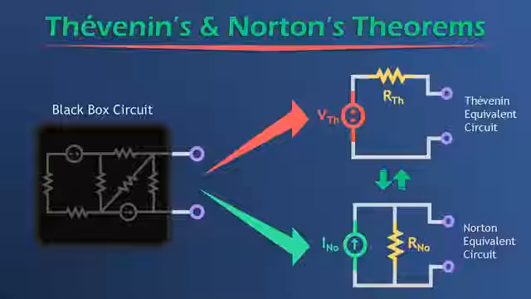And as we just learned about source transformation, you can convert this black box circuit into, say, a Thevenin equivalent circuit. And then once you have it in the form of a Thevenin equivalent circuit, you can easily convert it to a Norton equivalent circuit. And of course, you can do it the other way around. You can convert first to a Norton equivalent circuit, and then you can convert to a Thevenin equivalent circuit. So it's really up to you.